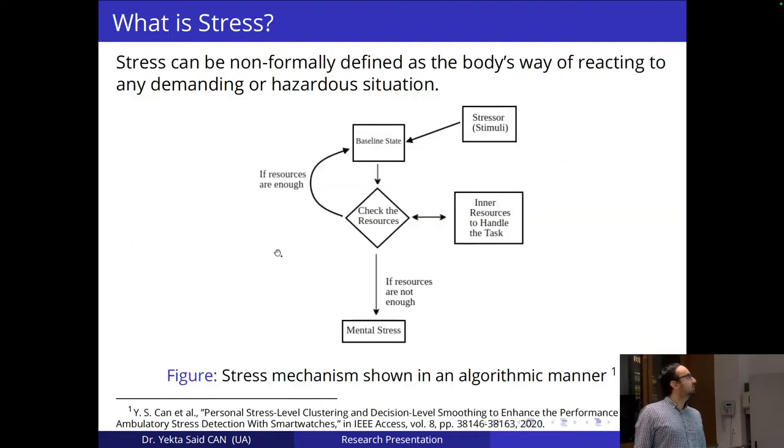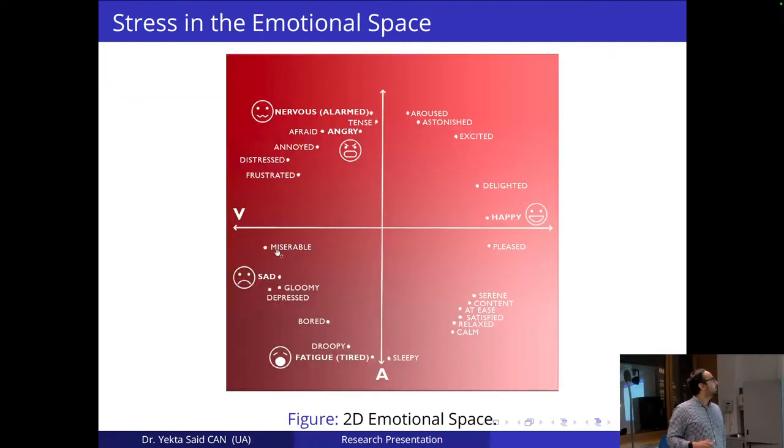So let's define what stress is. Stress can be non-formally defined as the body's way of reacting to any demanding or hazardous situation. When a stressor comes, we check our resources. If we feel that our resources are enough, we go back to the baseline state. But if we feel that our resources are not enough, we enter into mental stress. This can be explained in an algorithmic manner this way.